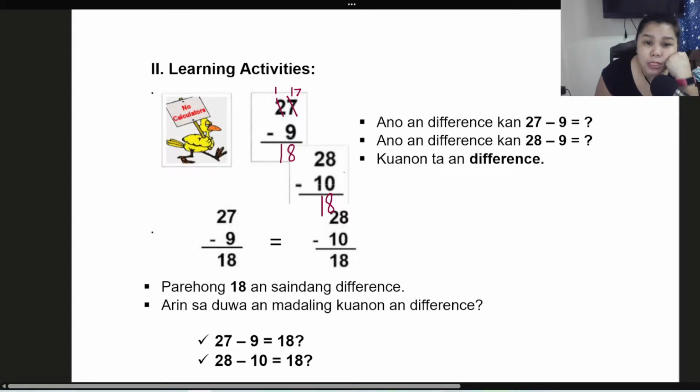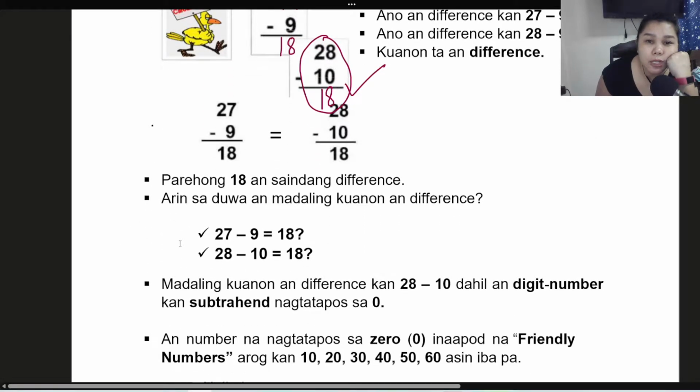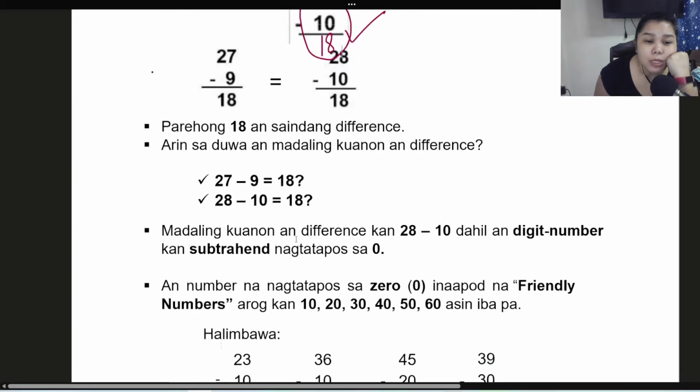So, which is easier? Even though both have the same answer, 18, which one is easier to solve? This one, right? Because you don't need to regroup. We are going to use that in order to get answers faster. This is 28 minus 10. The difference of 28 minus 10 is easy to find because the subtrahend ends in 0.